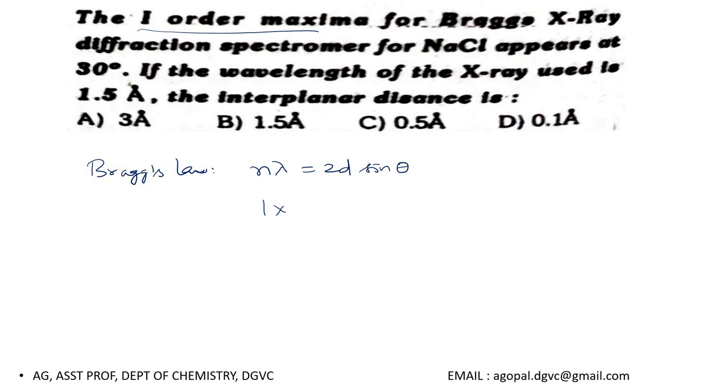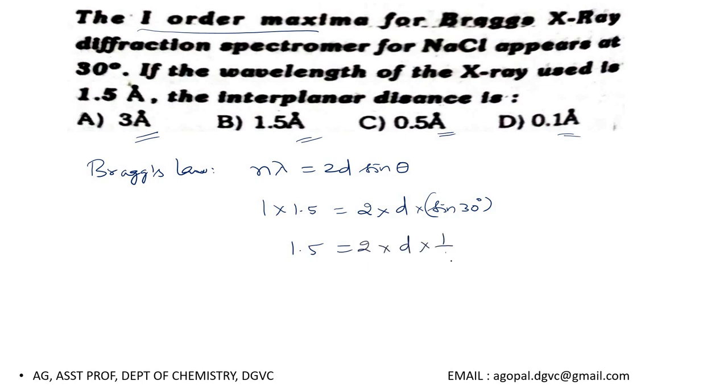And if the wavelength is given as 1.5 angstrom units, since all the options are given in angstrom units, you keep this wavelength also in angstrom units. Then 2 into d, we have to find out the interplanar distance d. This is what we have to find out. Then sin theta is given as 30 degrees, right? Sin 30. So this is 1.5, 2 into d.